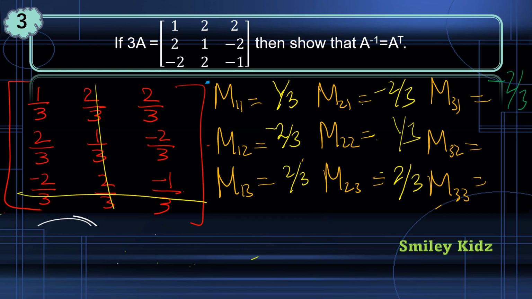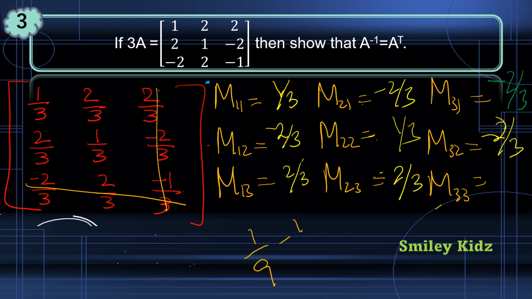Now it's going to be minus 2 by 9 minus 4 by 9. This is minus 6 by 9 again. This is minus 2 by 3. Isn't it? Minus 2 by 3. Now here it's going to be 1 by 9 minus 4 by 9. That is minus 3 by 9. That is minus 1 by 3. This is minus 1 by 3. Now those were the minors.